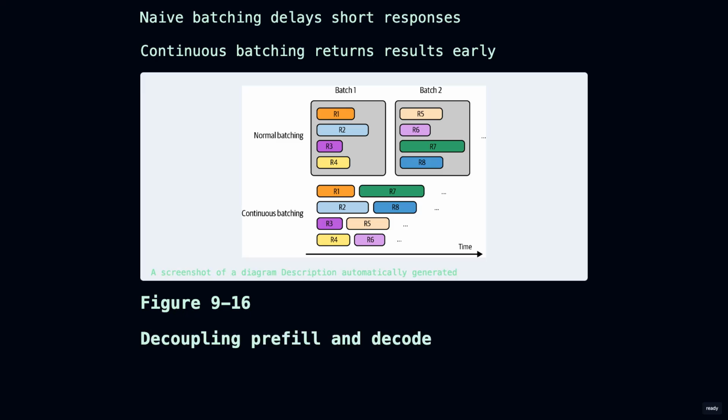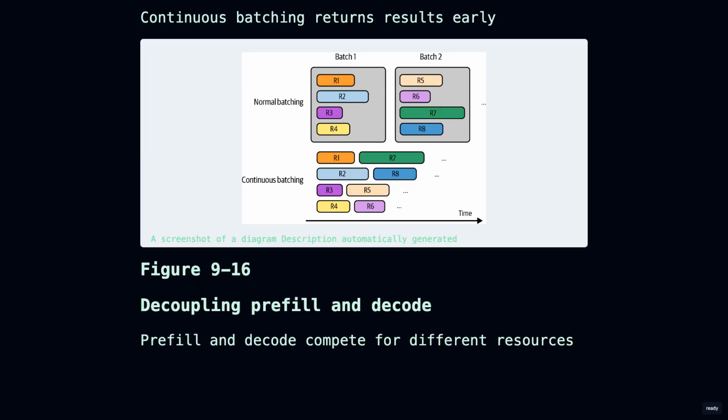Next, we move to another service-level optimization for LLMs. Here, the idea is to separate the expensive prompt processing phase from the token generation phase, so they do not compete for the same resources. Prefill is mostly compute-bound, while decode is often memory bandwidth-bound. If you run both together on the same machine, they can interfere with each other and hurt both time to first token and time per output token.